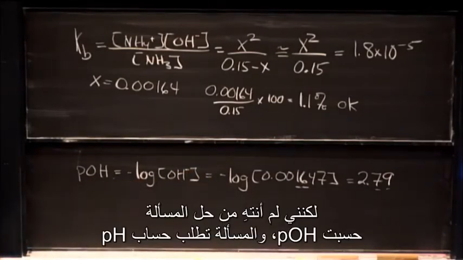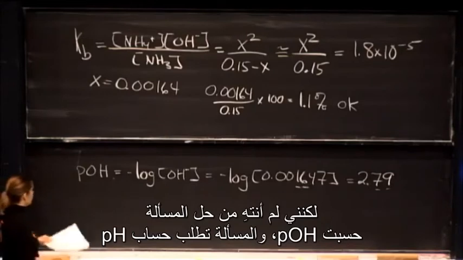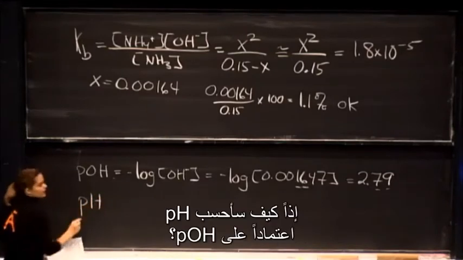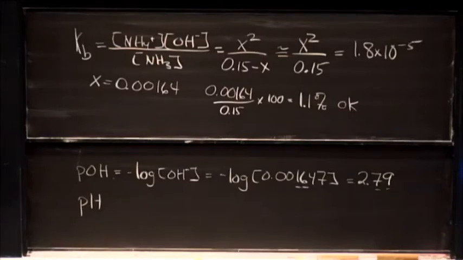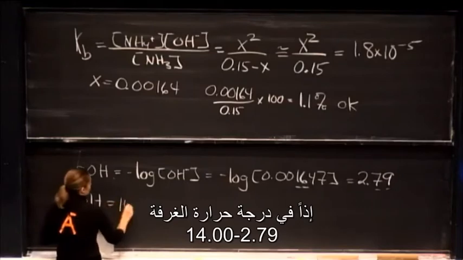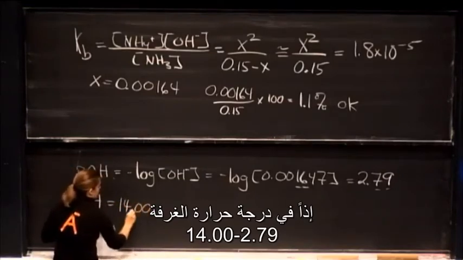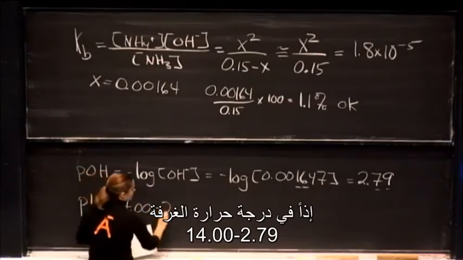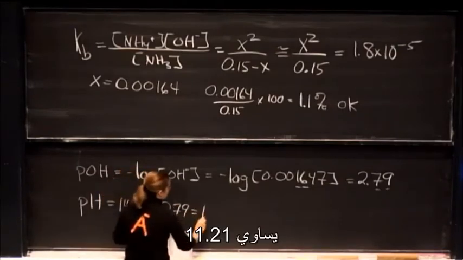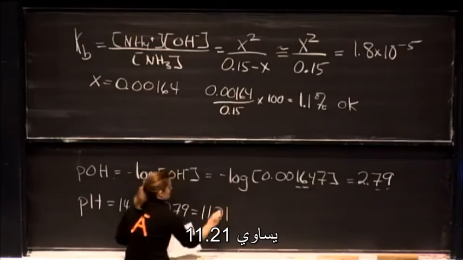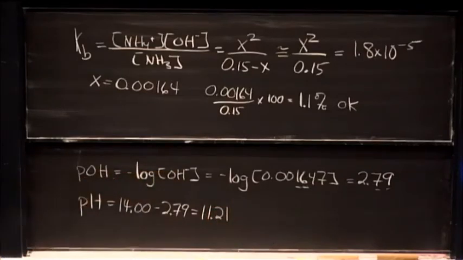I've calculated pOH, and the problem wanted pH. So how do I go from pOH to pH? 14 minus. Yep. So 14.00 at room temperature minus 2.79 is going to be equal to 11.21. And so that makes sense.